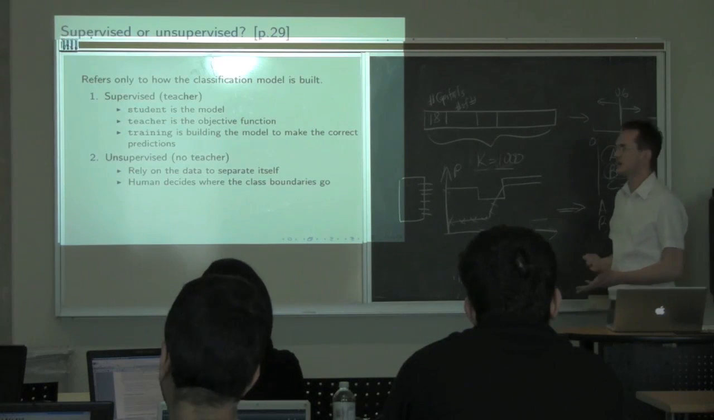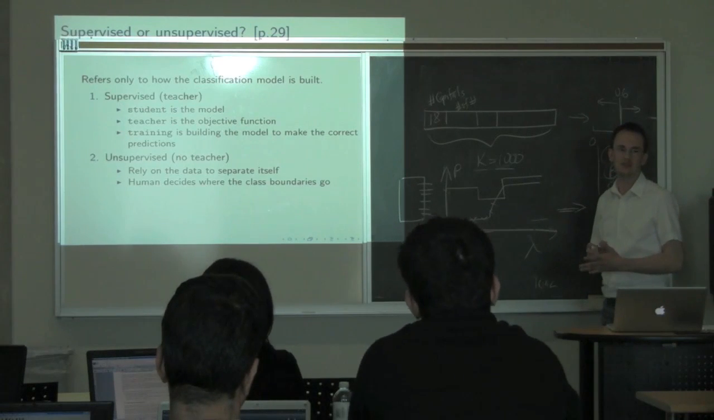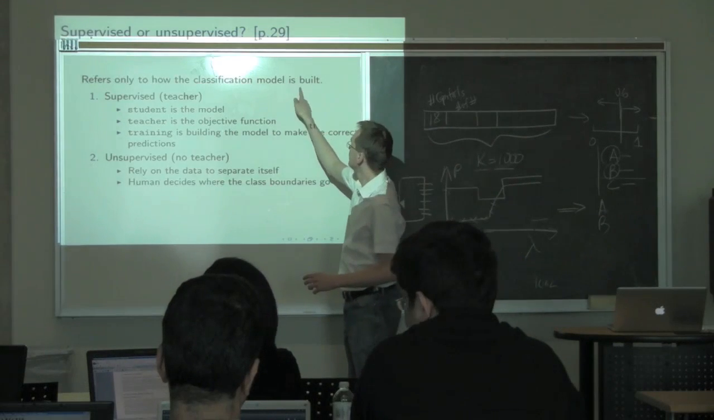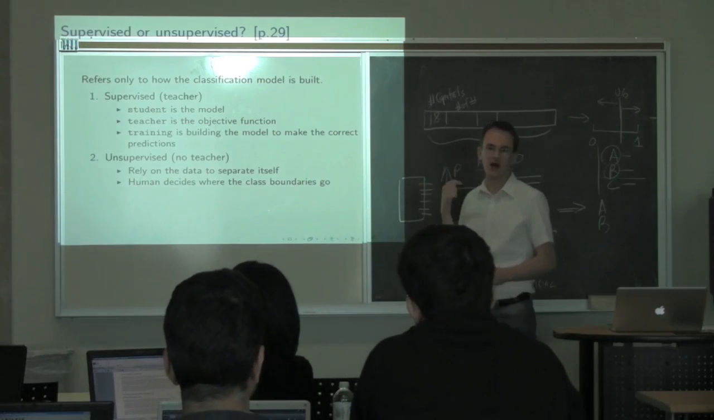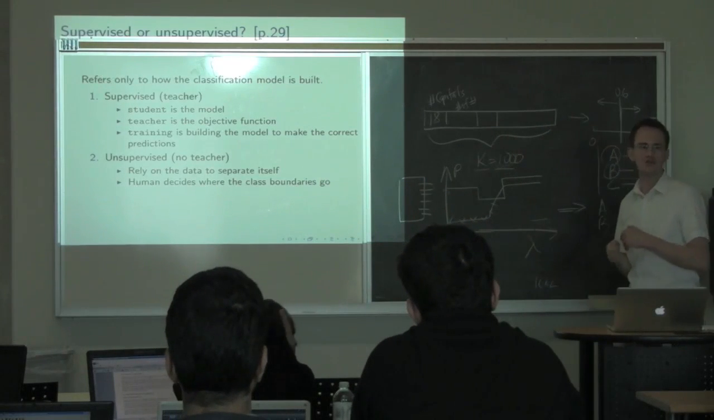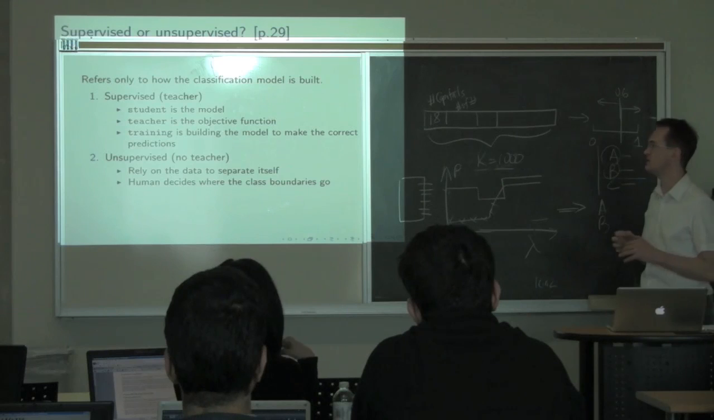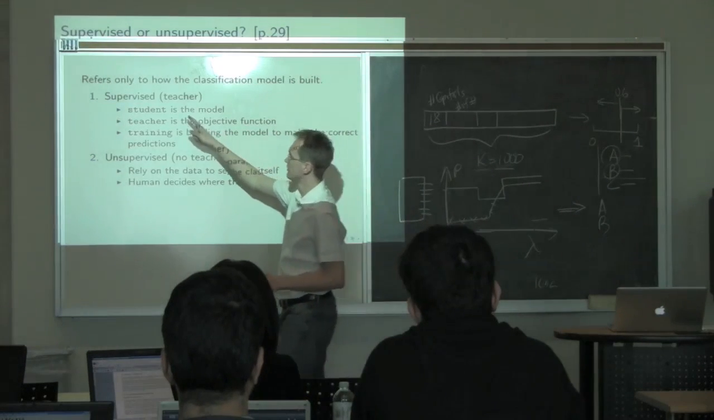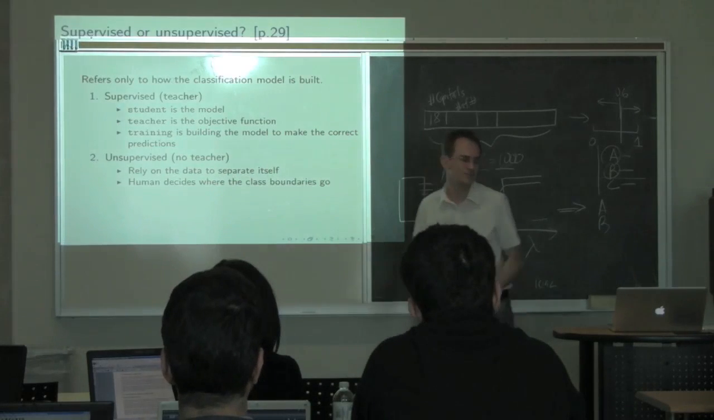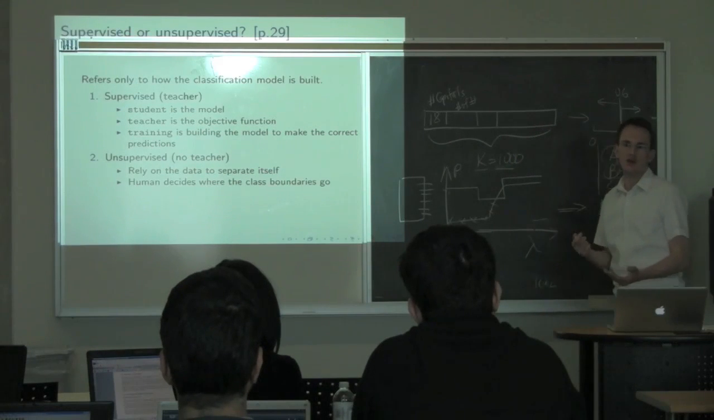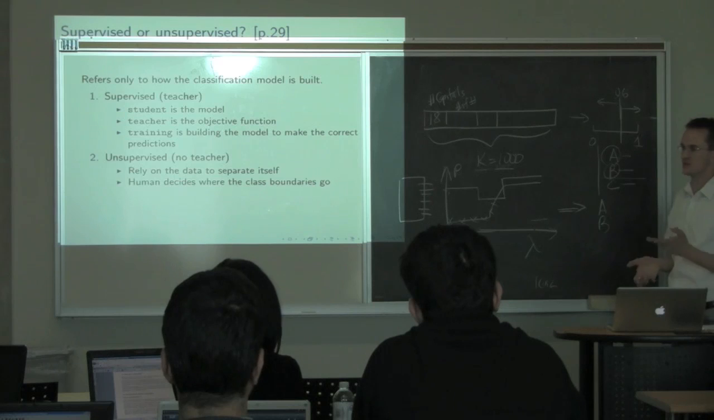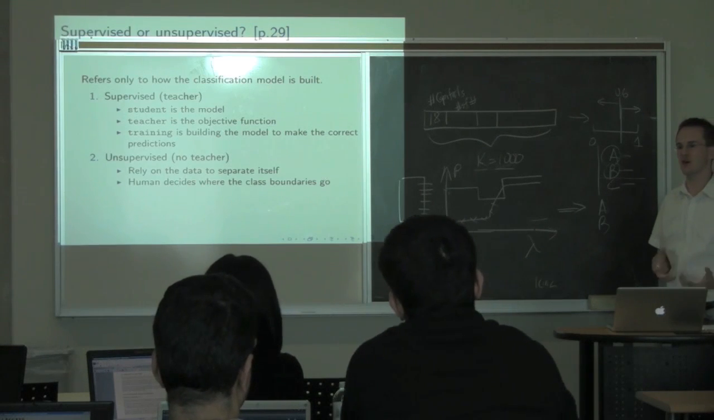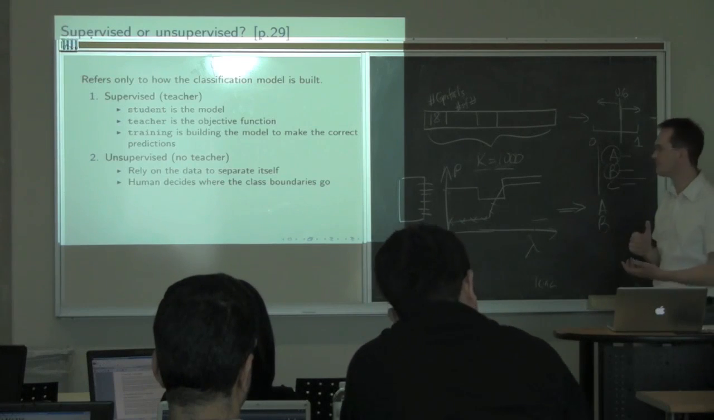Okay, so when we're looking at classification, there's two types. And this designation only refers to how we build the model, not to how we will use the model. How we use the model is the same in either case. But how we build the model, there's two different types. One is called supervised and the other is called unsupervised. So in the machine learning literature, you'll always see this. Someone comes up with a new idea, they'll say this is a supervised classifier or this is an unsupervised classifier.